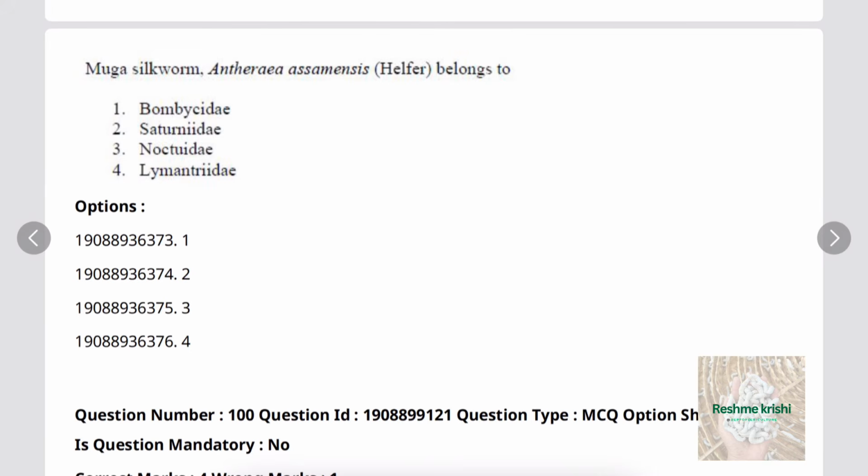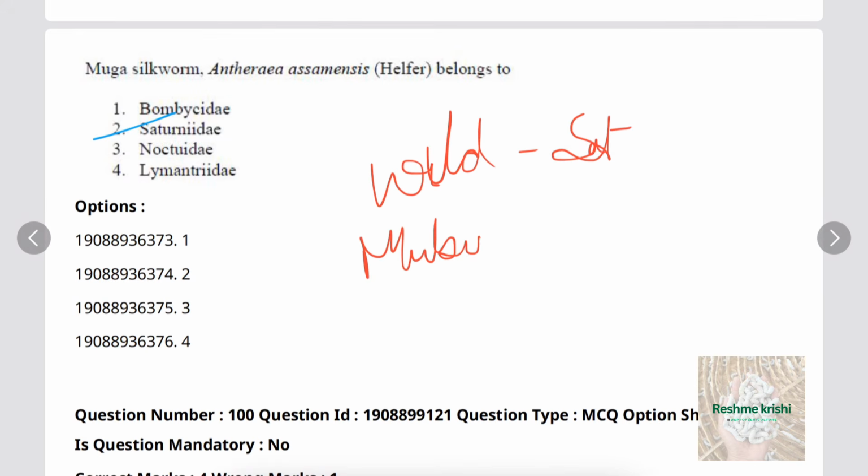Muga silkworm Antheraea assamensis Helfer belongs to which family? Here also we need to know Bombycidae and Saturniidae. Particularly this answer is Saturniidae. And all the wild varieties belong to Saturniidae, and our mulberry silkworm is Bombycidae. Okay.